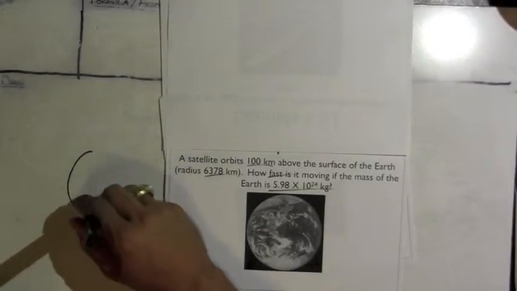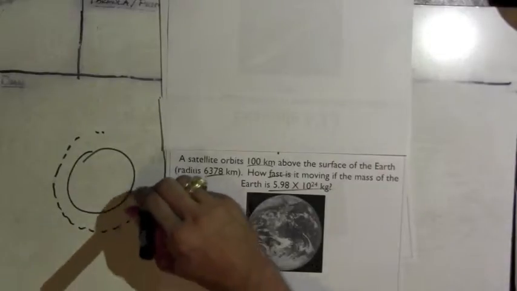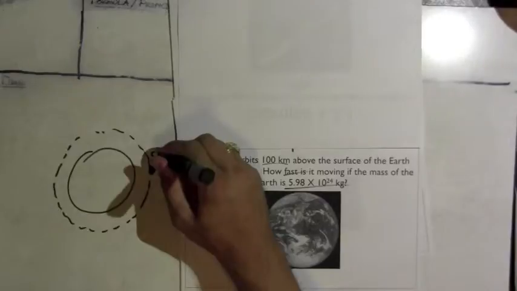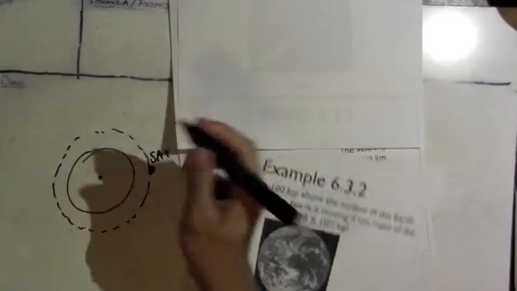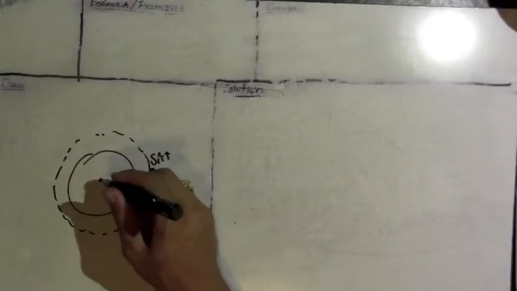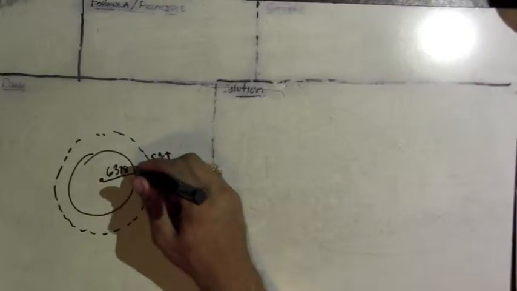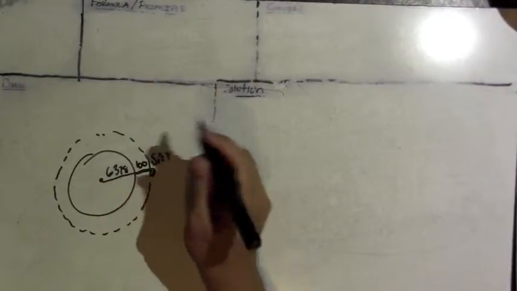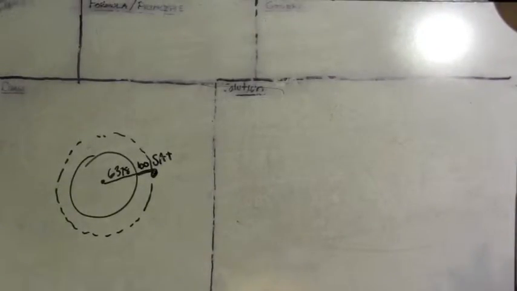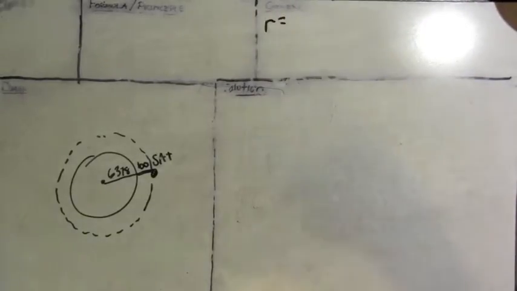So let's go ahead and draw what we have going on here. You have the Earth, and you have a satellite that is in orbit around the Earth. So I'll say that's my satellite. This right here is the center of the Earth. Now, why is that important? That's important because you have this distance right here as 6,378, and you have this distance right here as being 100.